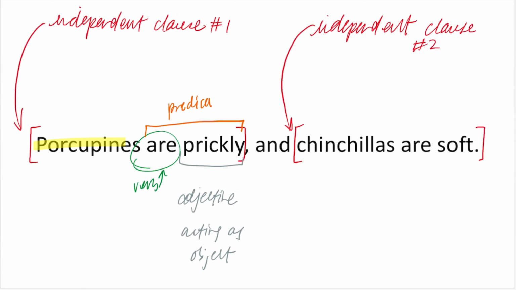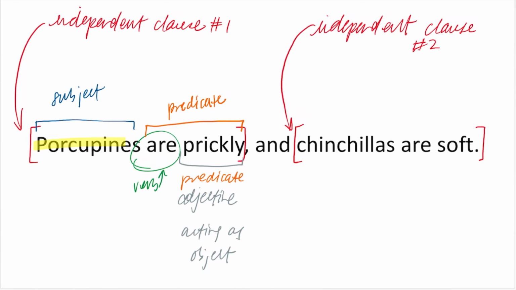When adjectives are used on the other side of the verb in this way, when they act, in other words, as objects, we call them predicate adjectives. More on these in a moment. In the first clause, again, the predicate is are prickly. The subject that is prickly is porcupines. In the first clause, then, our subject is porcupines and our predicate is are prickly.